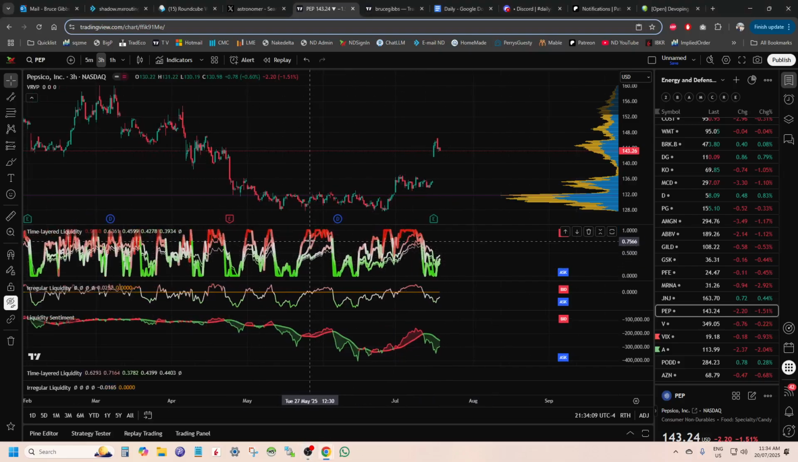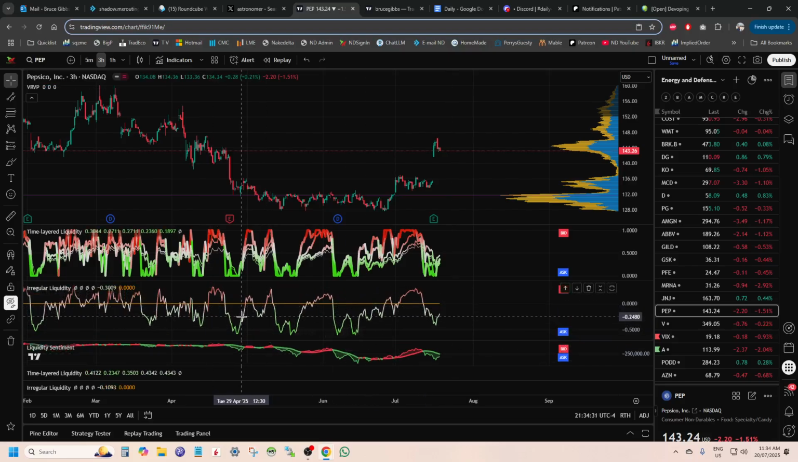The time-laid one shows you the thickest line is the closest surface liquidity, the thinnest line is the furthest away, a bit like a moving average. The closest is the period that you're looking at here, so the 3 period is the surface liquidity. That shows you there's selling going on at the moment here in the red, and green is buying, so there's some green buying on.